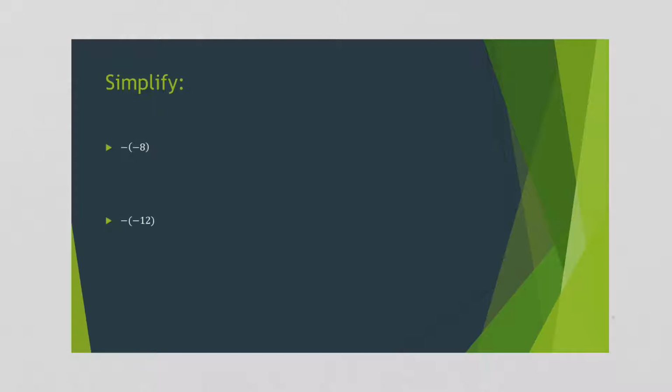Alright, so if I want to simplify the opposite of negative 8, which is positive 8. So anytime you have a double negative, they cancel each other out. Same thing goes here. So the opposite of negative 12 is positive 12.